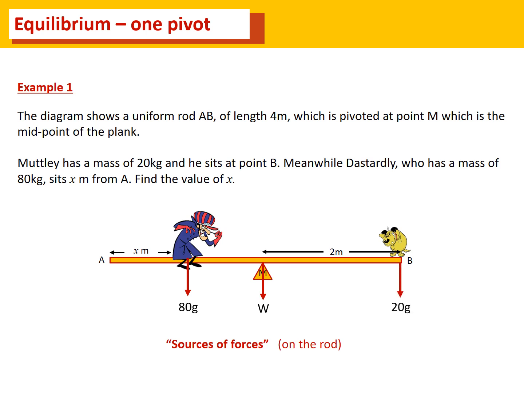And similarly for Mutley, he weighs 20 kilograms, so he will exert a normal contact force on the rod of 20 G newtons. And finally, that rod is resting on the pivot, so there's a normal contact force from the pivot on the rod, R, and that's acting upwards. So we've now identified all the forces on the rod.